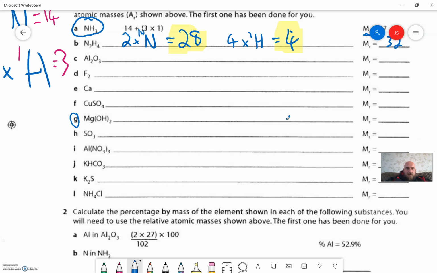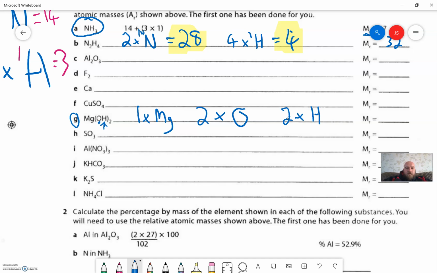So we've got 1 magnesium, and then in brackets, whenever we've got brackets, we've got to times whatever's inside the bracket by the little number outside. So there we've got 1 O in the bracket, but there's 2 lots of it. So it's 2 times 1, which is 2. So there's 2 O's in total, and it's the same for the H's. We've got 1 H just there, but because there's a little number 2 after the brackets, there's 2 H's in total.